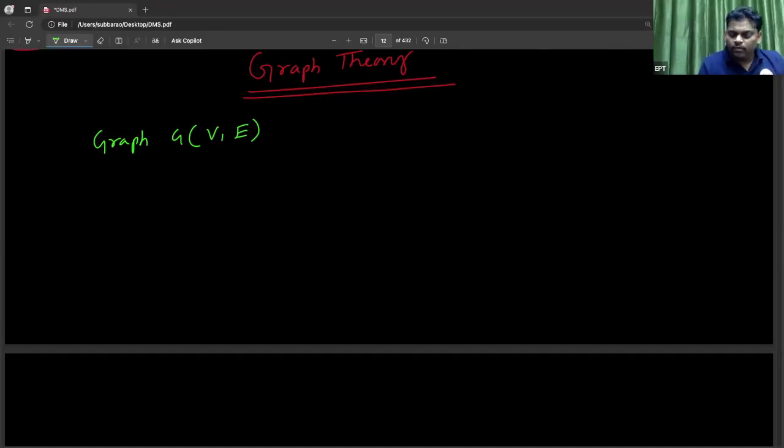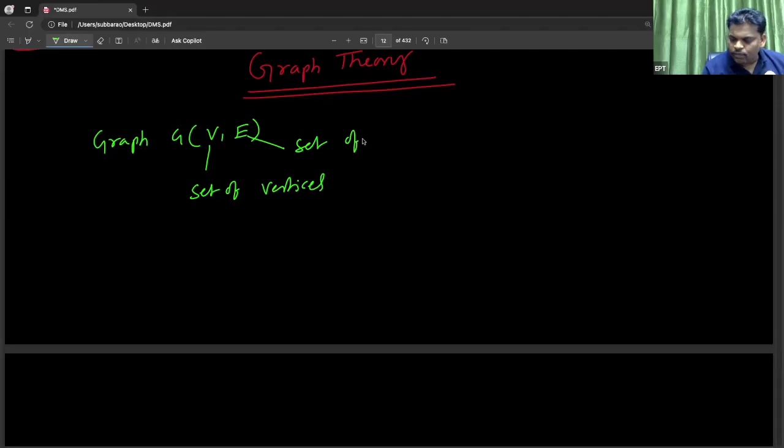Graph G is the combination of V and E, right? So where V is the set of vertices, E is the set of edges. It will take a few minutes, please take care. V is the set of vertices, E is the set of edges. Everyone knows this, right?